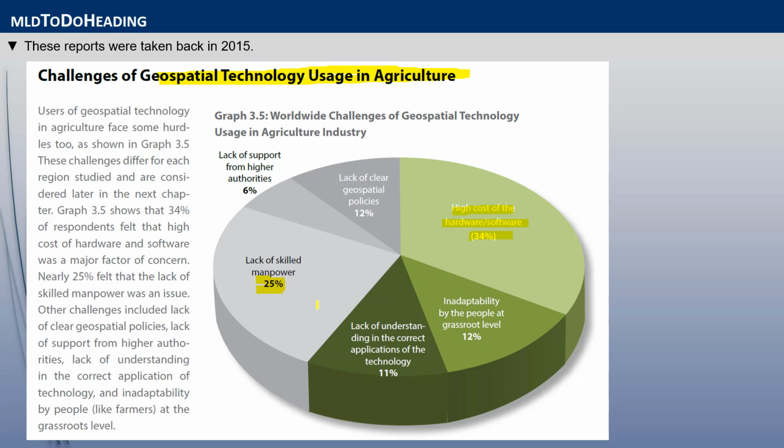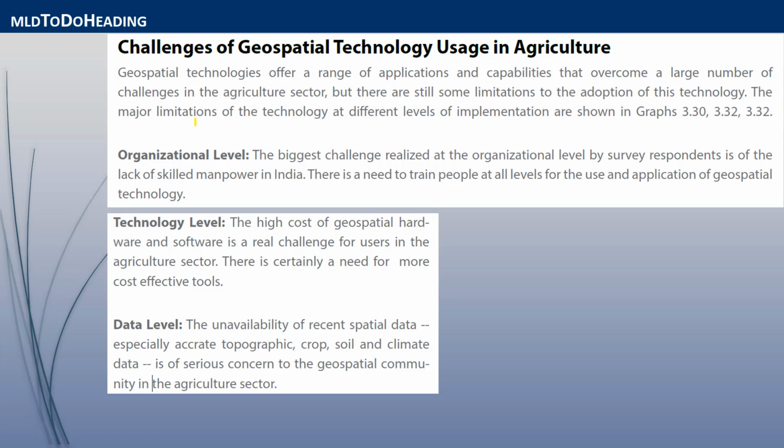The third challenge is the inadaptability by the people at the grassroots level. People are hesitant to adopt newer technologies at the root level, and they are using their traditional methods which they think have worked in the past and would be useful in the future too. So they are just not grasping the newer technologies. The rest you can read for yourself.